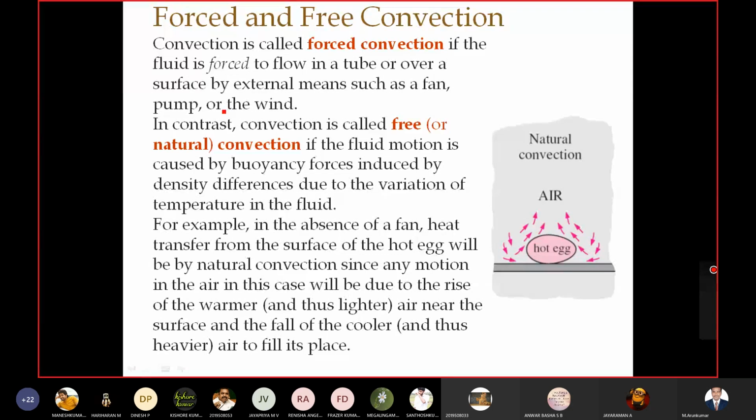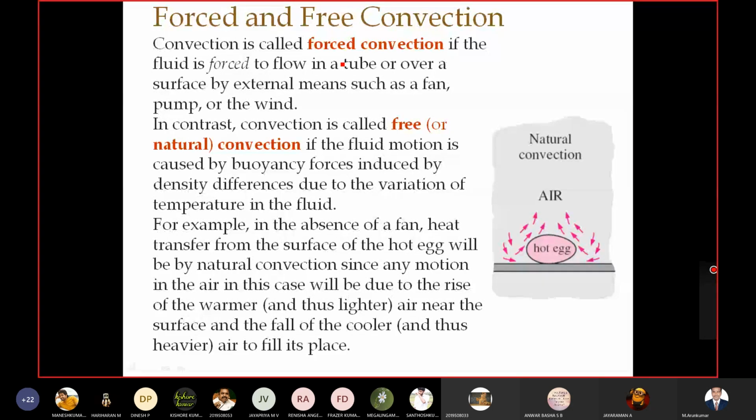So for example, in the absence of a fan, heat transfer from the surface of a hot egg will be by natural convection, since any motion of air in this case is due to the rise of warmer air near the surface and the fall of cooler air. So the hot egg in the surrounding is naturally cooled by natural convection.